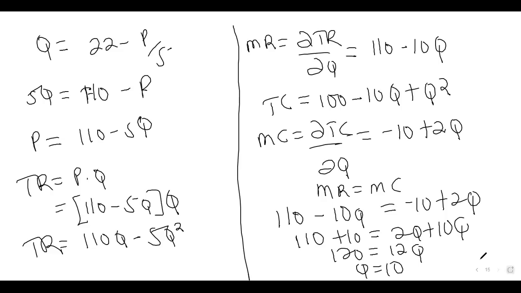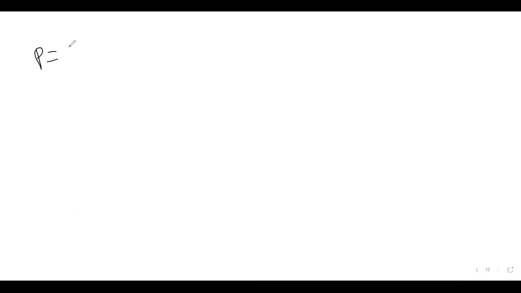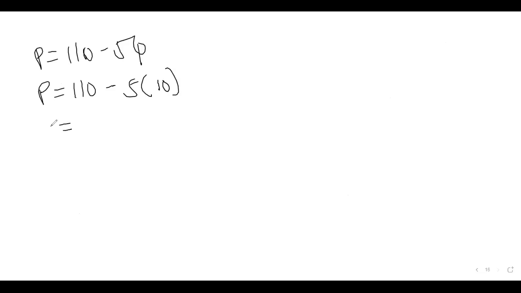Now let's find the profit maximizing price. Remember, the price is here: P is equal to 110 minus 5Q. So price will be equal to 110 minus 5 times 10, because the quantity is 10. And this gives us a price of 60.